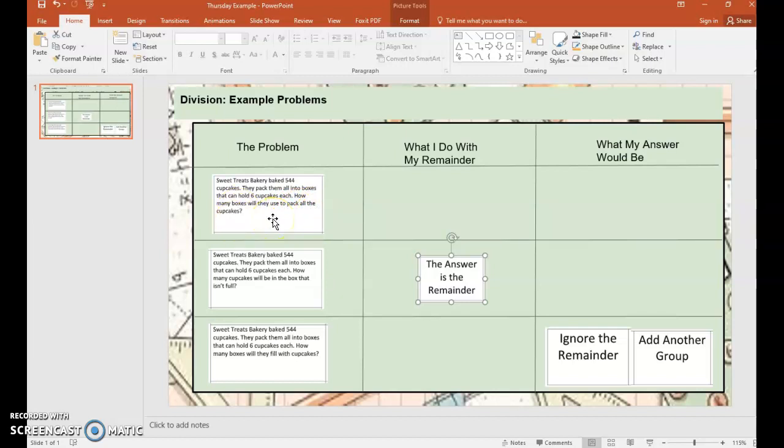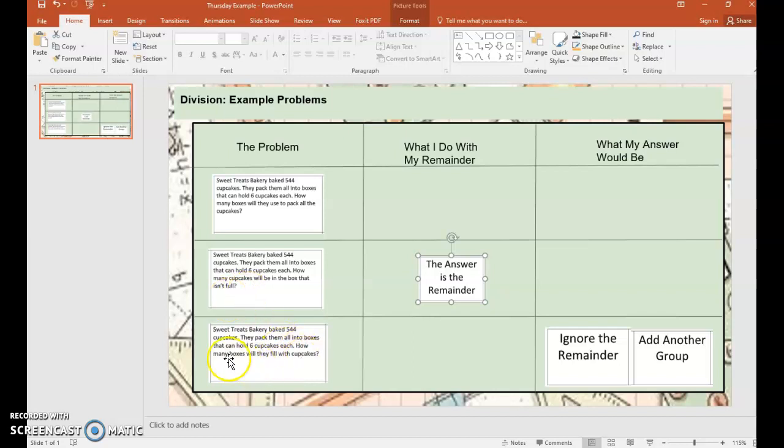So this one isn't asking about anything left over or anything extra, okay? They're asking how many boxes will they use to pack all the cupcakes. So that's not it. Let's look at this one. How many cupcakes will be in the box that isn't full? Well, if they're in a box that isn't full, those might be leftovers that they put into an extra box to send out. So that could be my remainder, because if they don't completely fill up a box, they might be leftovers. I think this is it.